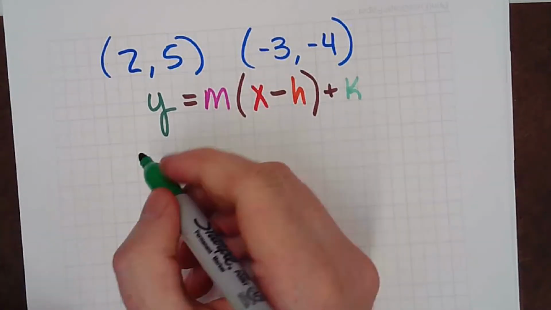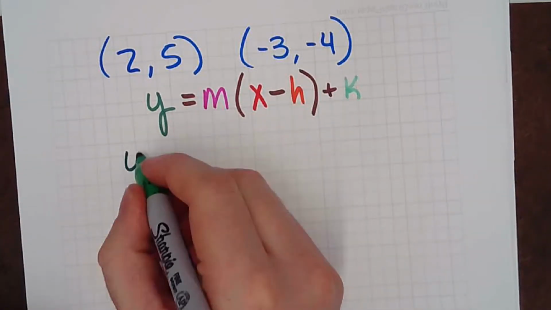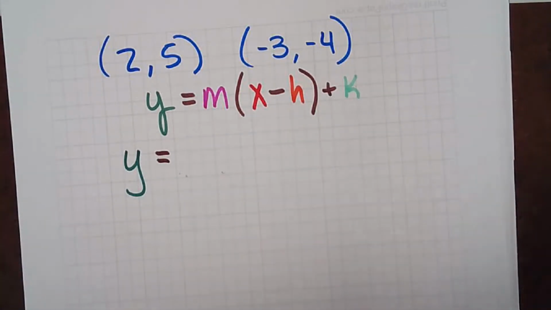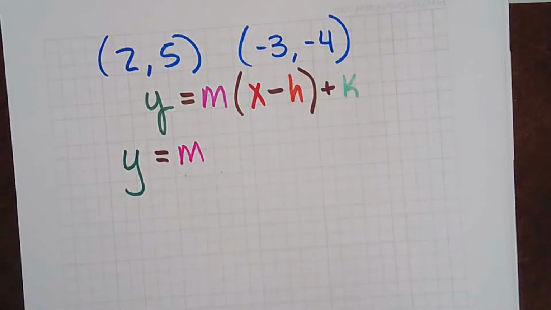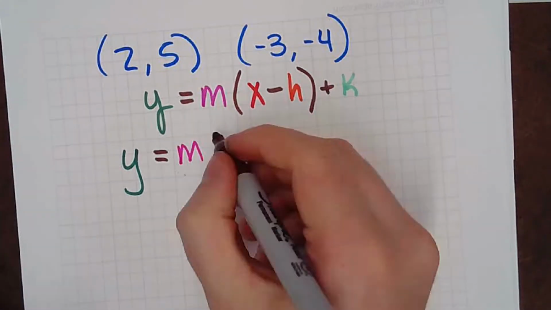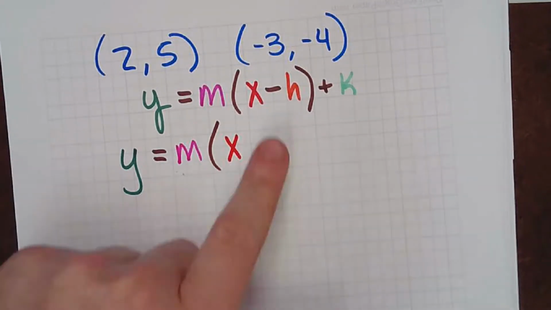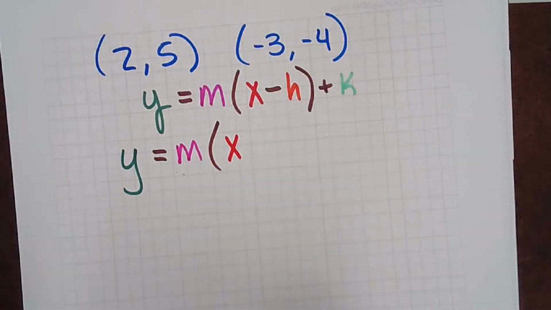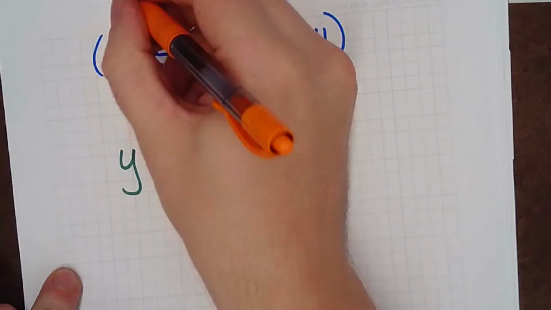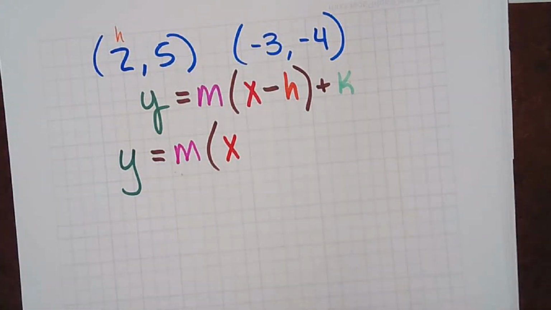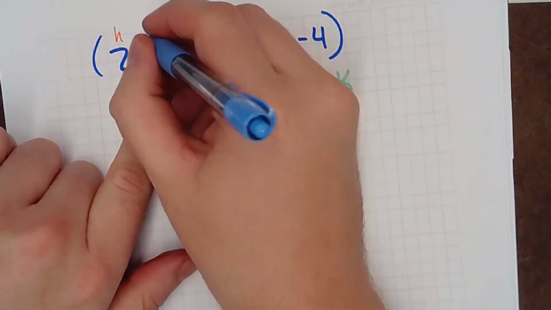So if we want to write this in point-slope form, well, we can do that pretty easily, at least most of it. We don't know what m is yet, but we can find that. We have a formula for slope. And we just plug in the point of our choosing. So if I'm minusing h, and I'm choosing this coordinate right here, our h is 2 because that's the x value of our coordinate. And k is 5.